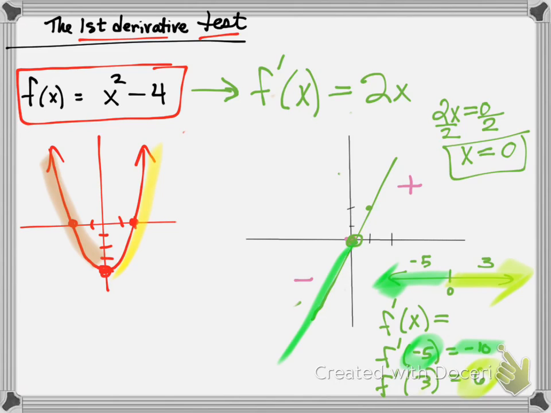So the derivative is negative here, the derivative is positive there, which means if the derivative is negative, then the function itself is decreasing. If the derivative is positive, then the function is increasing.